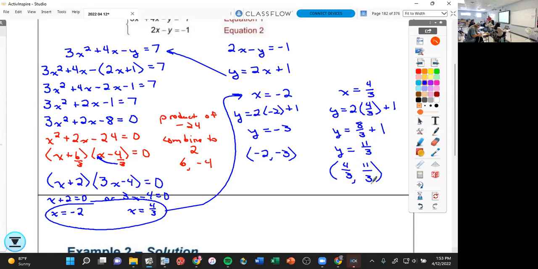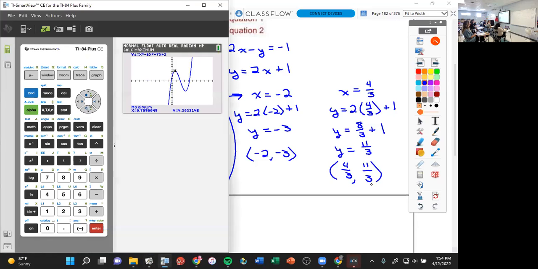I have a parabola with a line that goes through the parabola, touches it twice. And those are the 2 points the line touches it. So I have 3x squared plus 2x minus 8 and 2x plus 1, right?